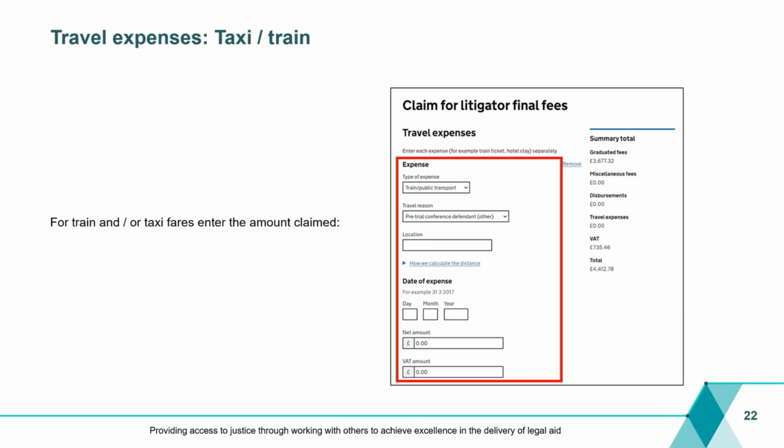If claiming train or public transport fares or overnight expenses, you will need to enter the location as before, but enter the amounts claimed manually, including any VAT. Please note that for fares or parking expenses over £20, inclusive of VAT, tickets or receipts must be provided. Claims for hotel expenses must be accompanied by an invoice.